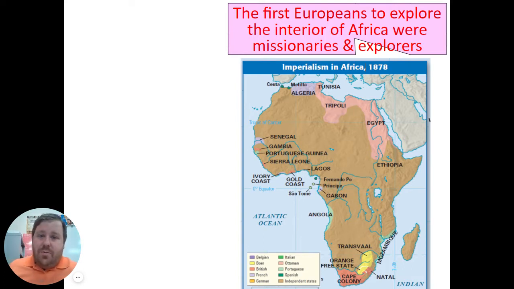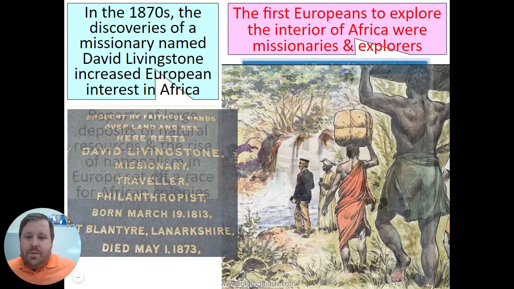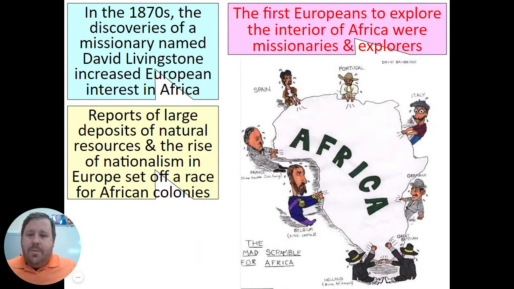The first Europeans to explore the interior of Africa were actually missionaries and explorers, seeing what was there. The missionaries were bringing Christianity to the inner parts of Africa that were unknown to Europeans at that time. And in the 1870s, the discoveries of a missionary named David Livingstone increased European interest in Africa. So David Livingstone goes into Africa and writes back about his discoveries there. Europeans want to be more involved in the interior portions of Africa, not just the exterior, coastal portions.